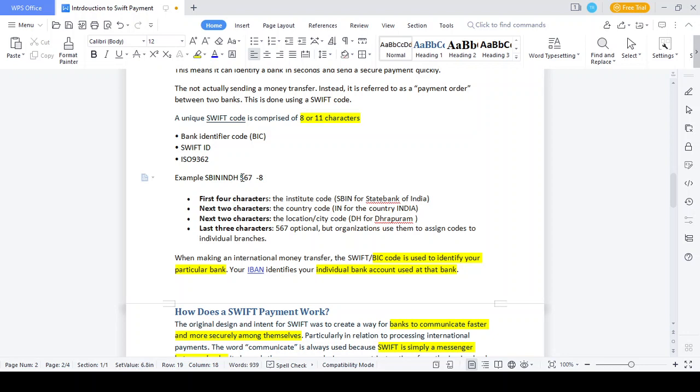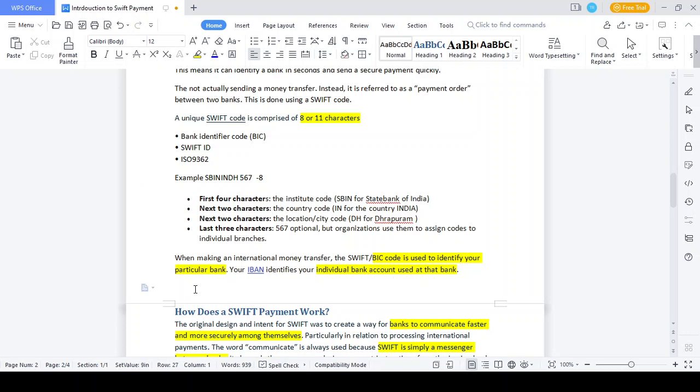Whenever you make an international transaction, at that time you need to use the BIC code or the IBAN number. BIC we call the Bank Identification Code, I will explain the concept. The IBAN number is a 34-character code that identifies an individual bank account.